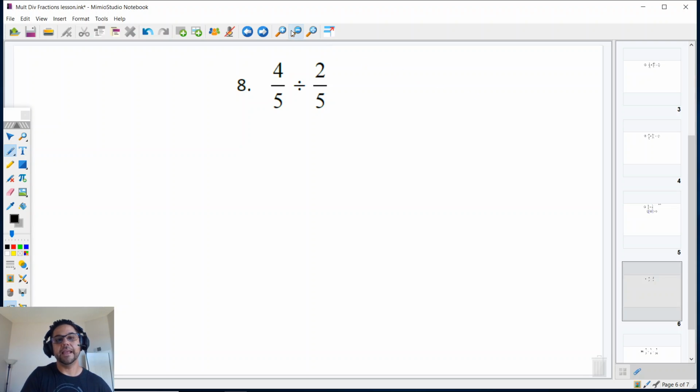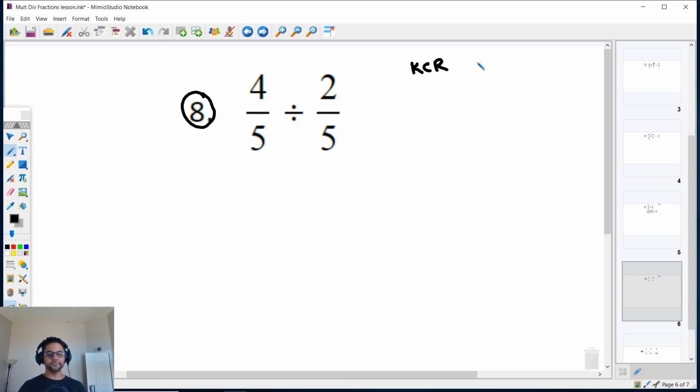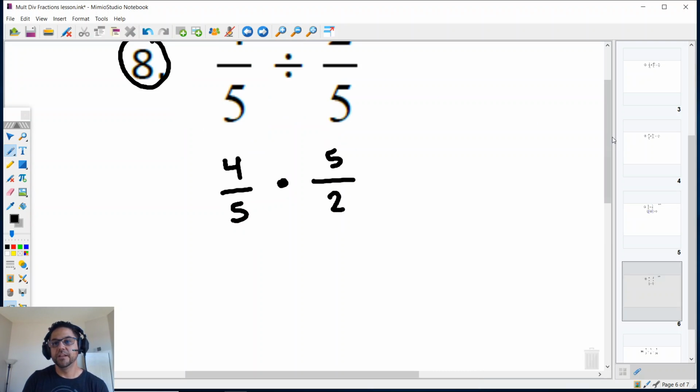All right, let's try the same thing on number 8. Now remember, circle it. And if you want to put that little code, keep, change, reciprocal to help you out. Keep 4/5. Change, now some of you may like the dot better, so you can just put the little dot there. And then reciprocal. 2 over 5 now becomes 5 over 2. Just don't put an X for multiplication, please.